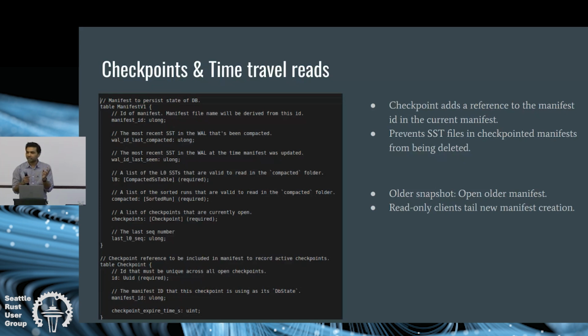Now, I talked about garbage collection, and I also talked about reading from an old state. So garbage collection can delete the files that are not referenced by the current manifest. To avoid that from happening, you can checkpoint. All that is going to do is there is a checkpoints array, and that will be updated with the ID of the manifest that you want to be checkpointed.